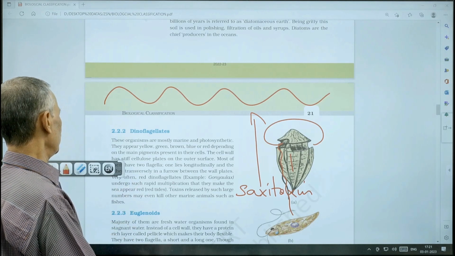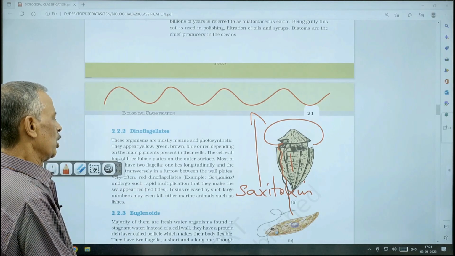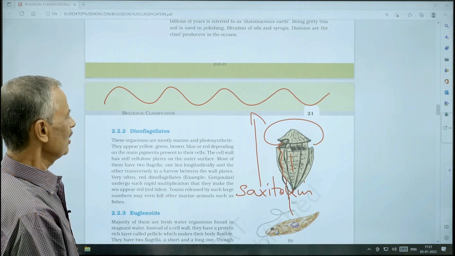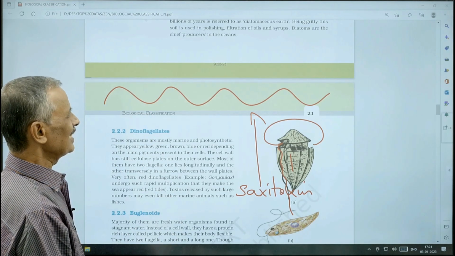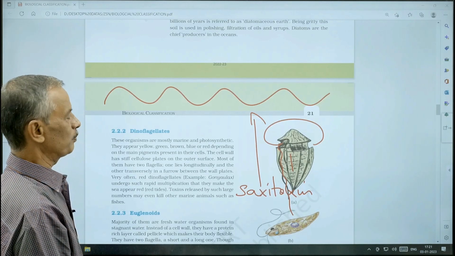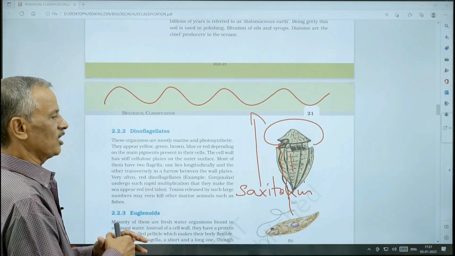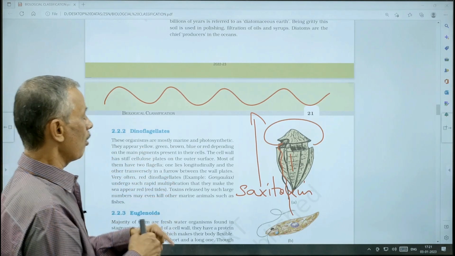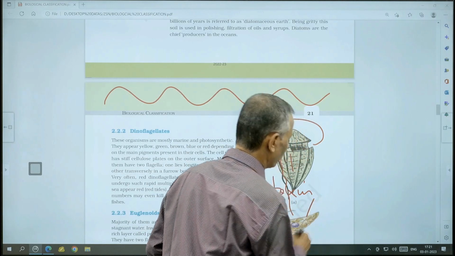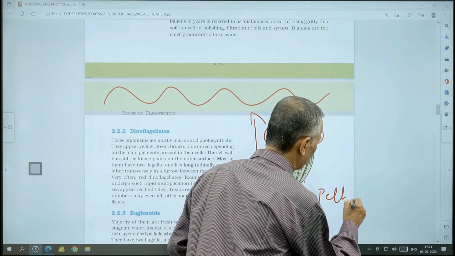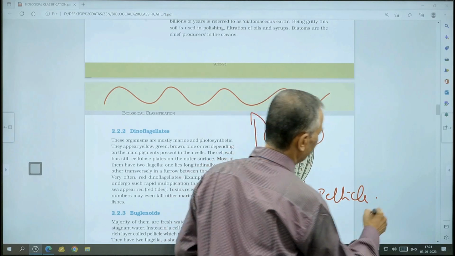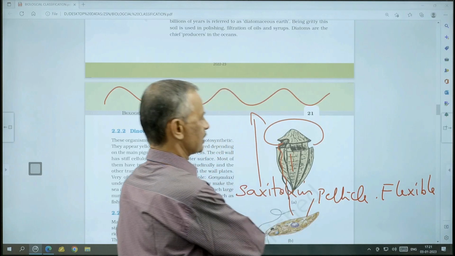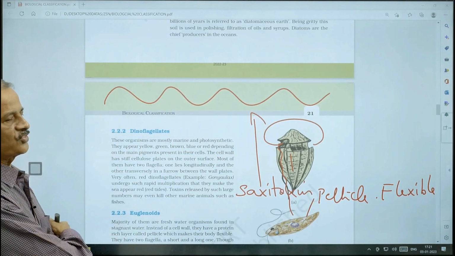Now coming to the euglenoids. Euglenoids are freshwater. They are all freshwater, in stagnant waters like potholes, small ditches, pools, etc. They have a cell wall which is made up of protein called pellicle. That pellicle is flexible.